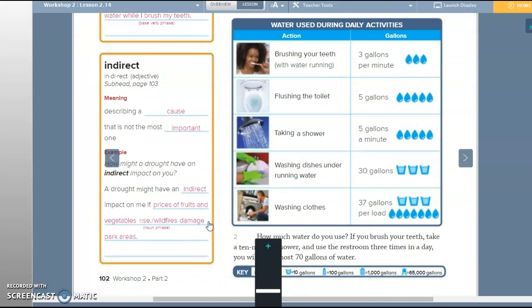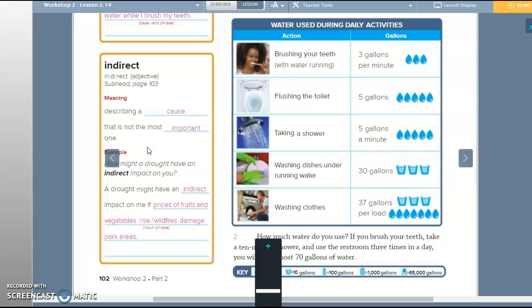All right, the word indirect. If you're doing something in an indirect way, you're not making a huge scene, but you're in a way giving hints indirectly about it, right? This says describing a cause that is not the most important one. So a cause of an issue, like an indirect issue.